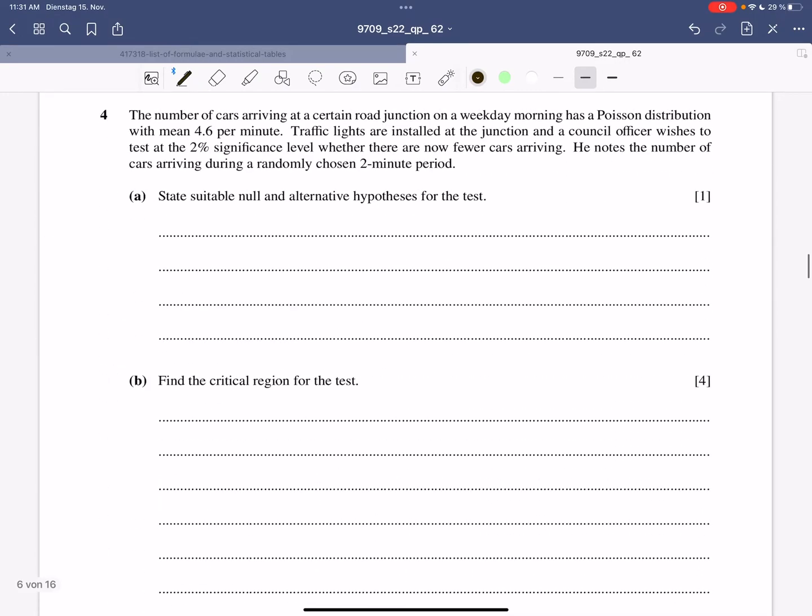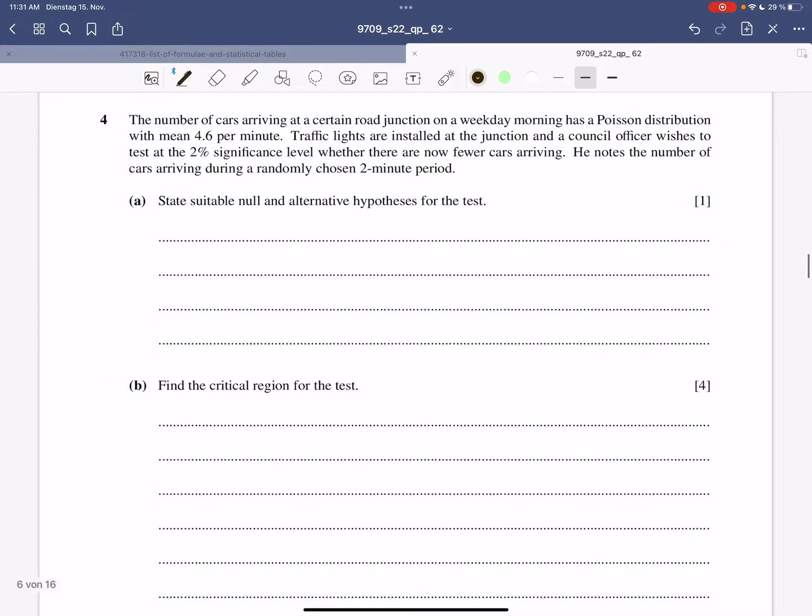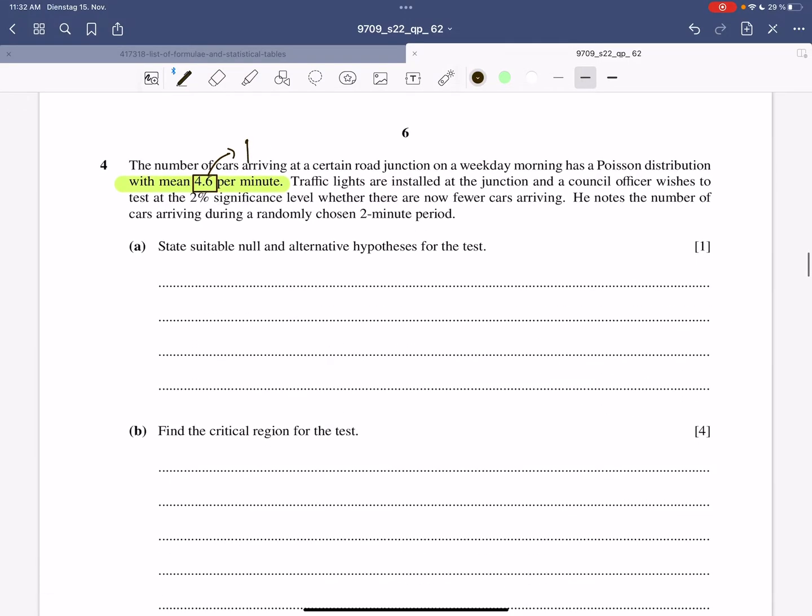Okay, so question number 4. The number of cars arriving at a certain road junction on a weekday morning has a Poisson distribution with mean 4.6 per minute. When you're dealing with Poisson distribution questions, it's really important to take note of the interval, whether per minute, half an hour, per hour, per year, or per month. Traffic lights are installed at the junction, and a council officer wishes to test at the 2% significance level whether there are now fewer cars arriving.